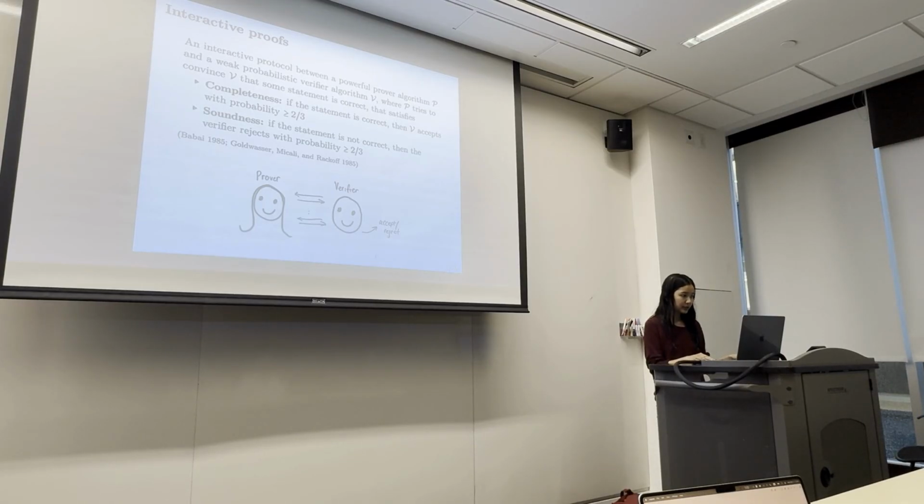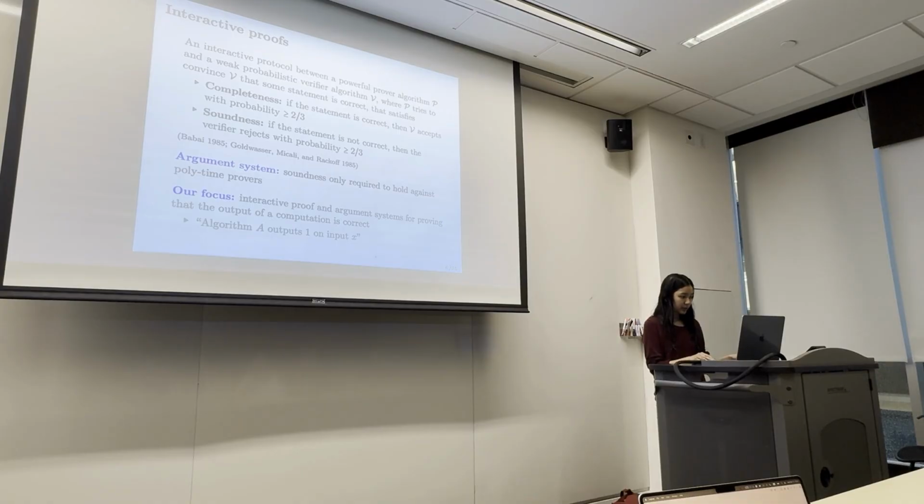And for security, the protocol should satisfy these 2 guarantees. The first is completeness. If the statement is indeed correct, then the verifier should accept with probability, say, at least 2/3. And for soundness, if the statement is incorrect, then the verifier shouldn't be convinced with probability, say, at least 2/3. This definition is due concurrently to Goldwasser, Micali, and Rackoff in 1985 and Babai in 1985.